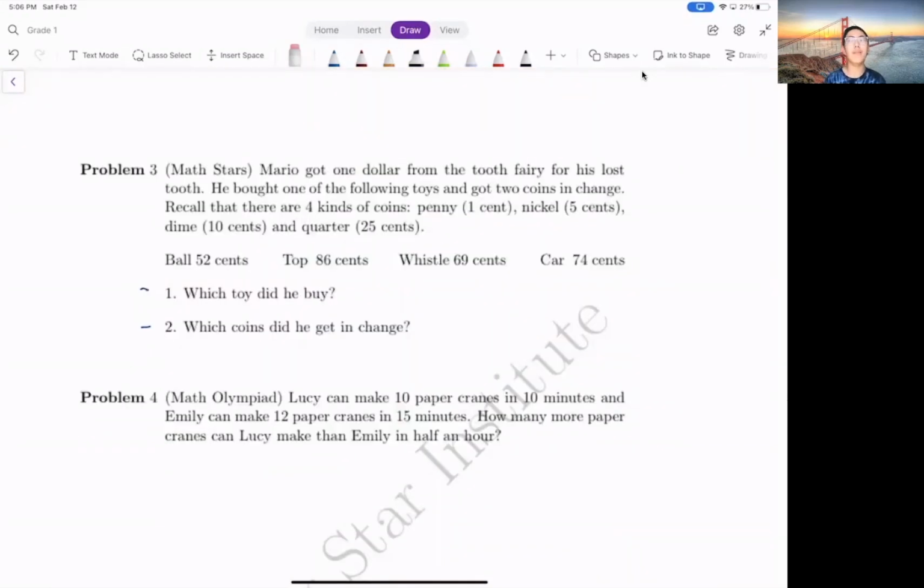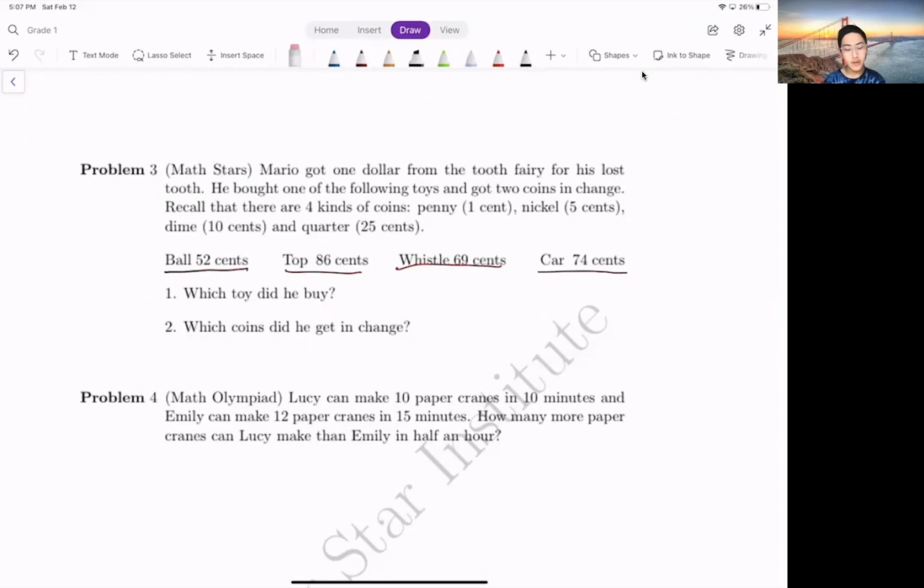Problem 3. Mario got $1 from the tooth fairy for his lost tooth. He bought one of the following toys and got 2 coins in change. Recall that there are 4 kinds of coins: penny, which is 1 cent, nickel, which is 5 cents, dime, which is 10 cents, and quarter, which is 25 cents. And also, we know that the ball at the bottom is 52 cents, the top 86 cents, the whistle 69 cents, and the car 72 cents.